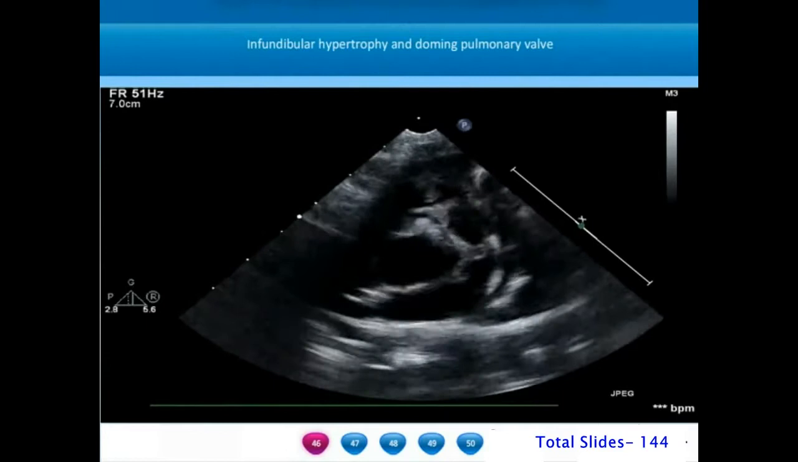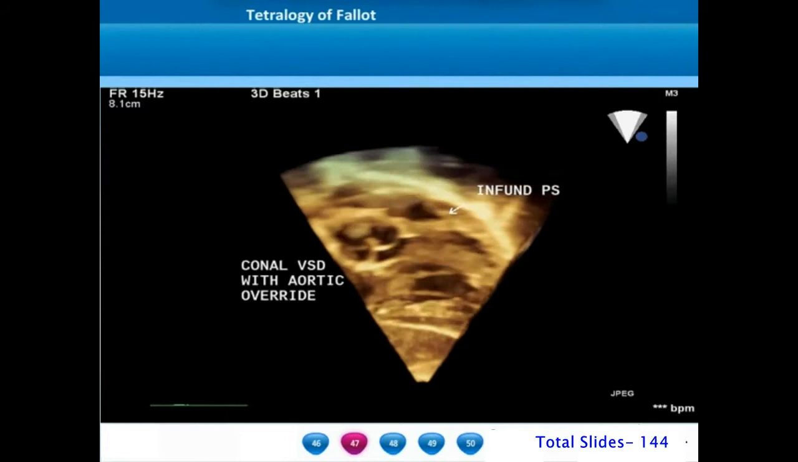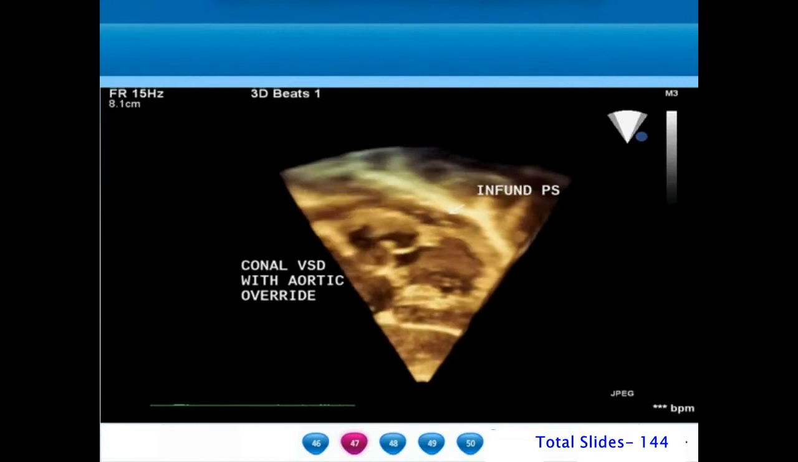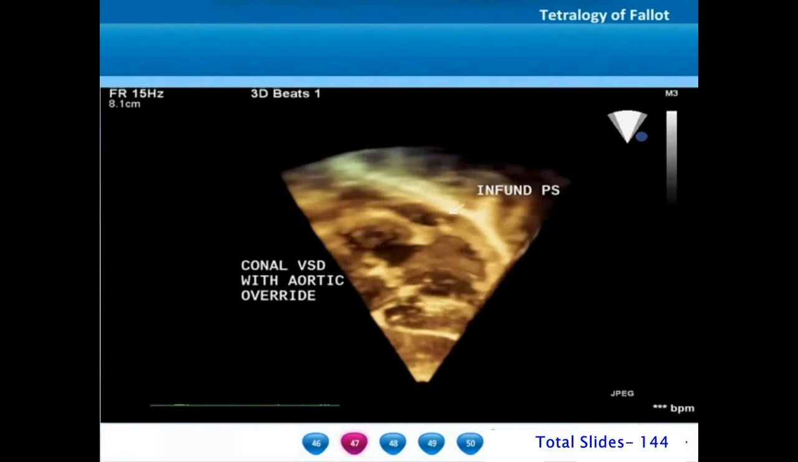On a three-dimensional echocardiogram on the RV en face view, after cropping off the anterior free wall of the right ventricle, we can appreciate a large conotruncal ventricular septal defect with aortic override. The margins of the ventricular septal defect can be seen immediately below the aortic annulus. We can also notice the narrowing of the infundibulum and the narrowing of the entire right ventricular outflow tract.